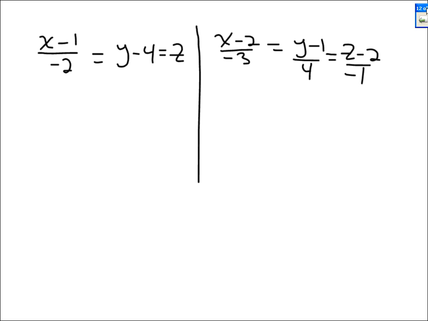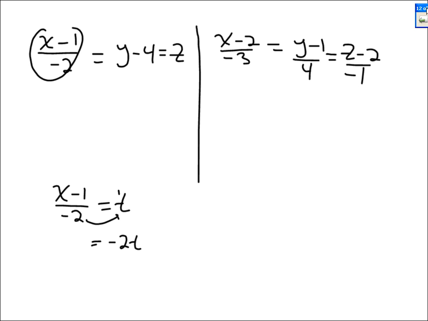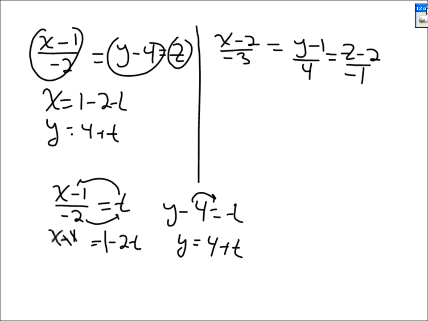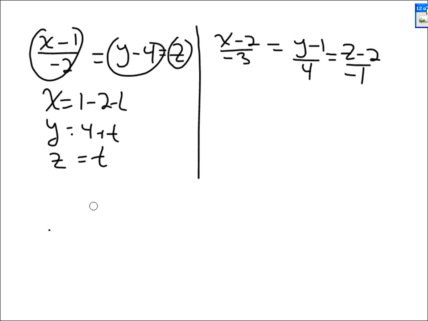I don't like working with symmetric equations, so I write it parametrically. This is x. If x minus 1 over negative 2 is t, they're all t. Then negative 2t is equal to x minus 1. I'll add the 1 to the other side. The x is 1 minus 2t. And if y minus 4 equals t, add the 4 to the other side, y is 4 plus t. The last one is easy. Z equals t. So those are the parametric equations for the first line.